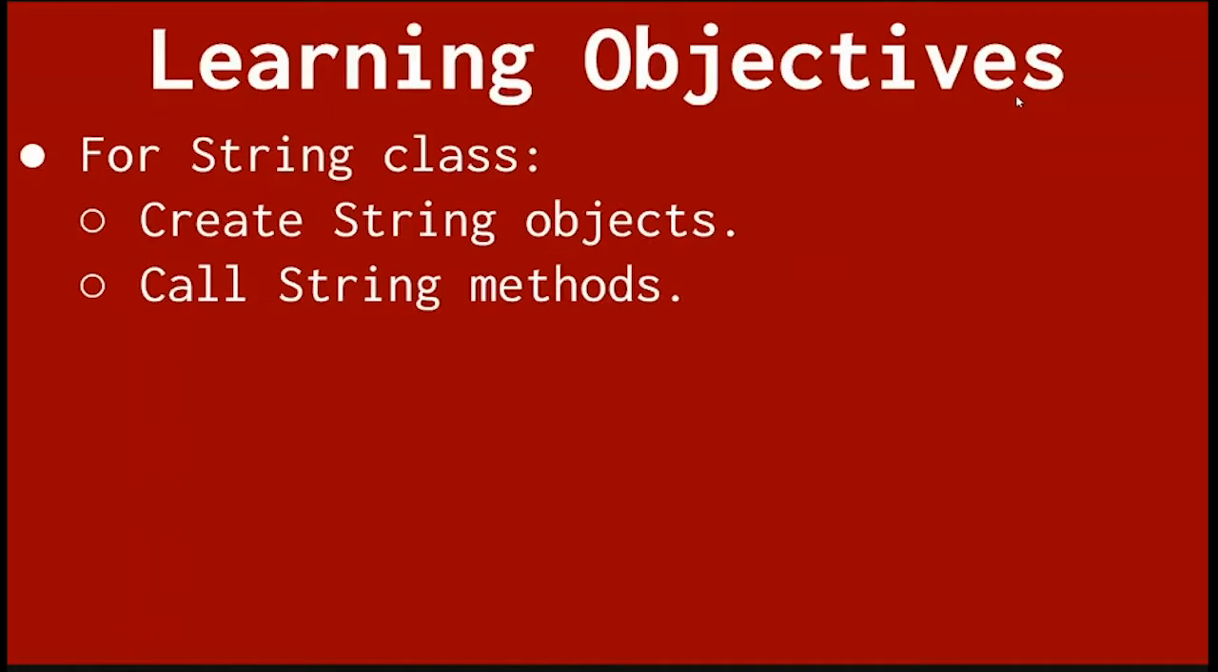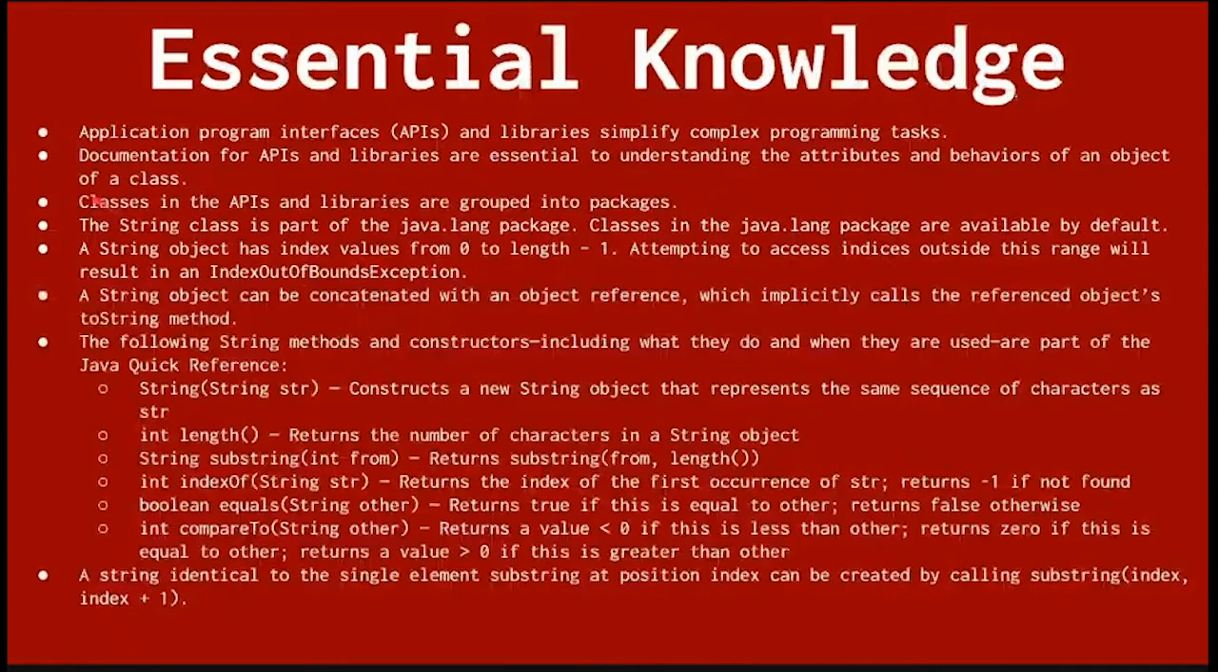All right, 127 is all about string methods. And so here's the learning objectives. You should be able to create string objects, call string methods. So you were creating string objects in the last one. One of the methods that we went over so far was the concatenation one, so we're just adding to it basically on this one. Tons of essential knowledge here.